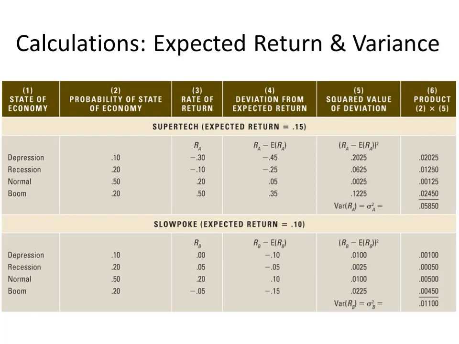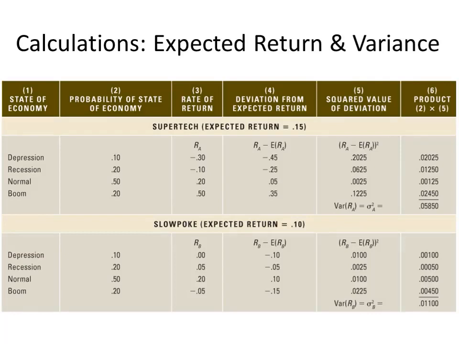We're going to work an example to teach you how to calculate expected return and variance of those returns. We have two stocks here. The first is called SuperTech and the second is called Slowpoke. And both of these stocks exist within the same economy. And that economy experiences 4 different states: depression, recession, normal, and boom. And those states of the economy occur with the following probabilities: 10%, 20%, 50%, and 20%.